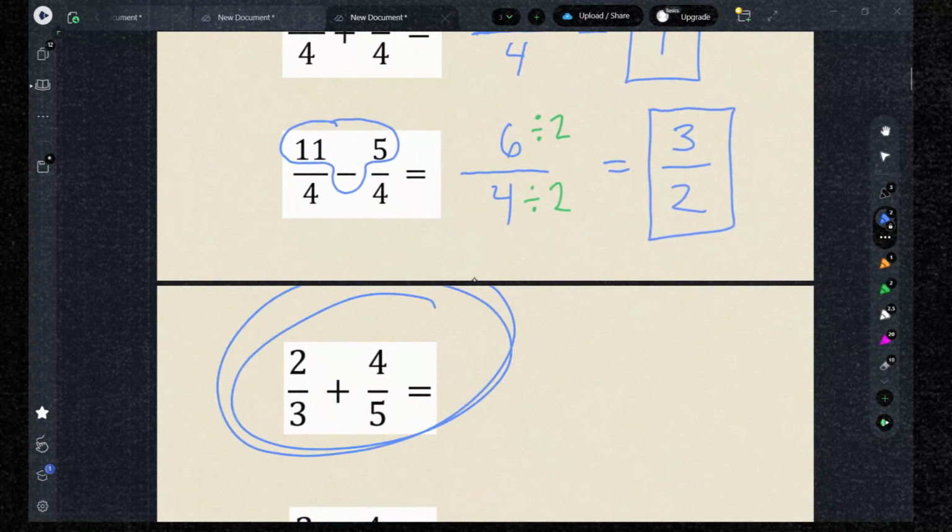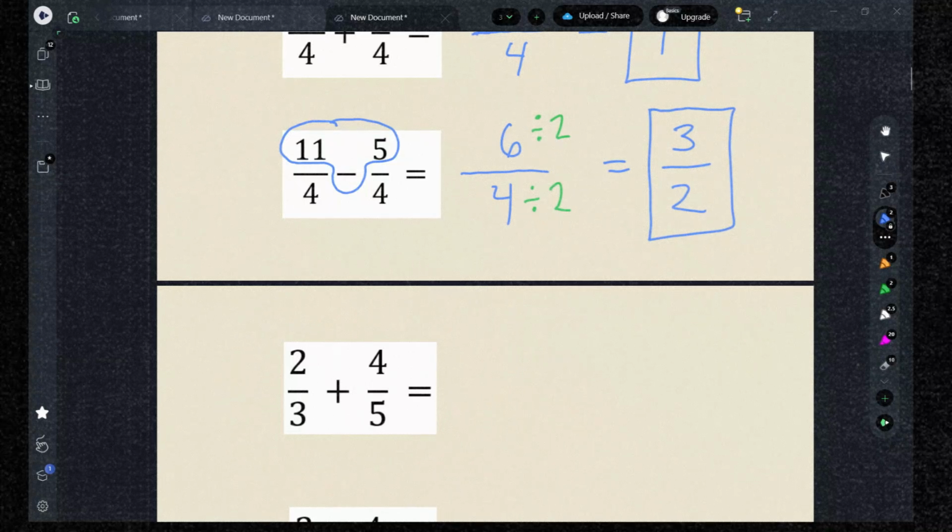So here we've got 2 over 3 plus 4 over 5. First thing to check, do we have a common denominator? Are the numbers on the bottom the same? No, they're not. One is a 3 and the other is a 5. So that means we now have to find a common denominator.